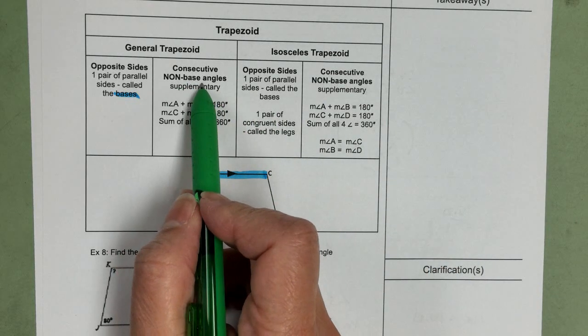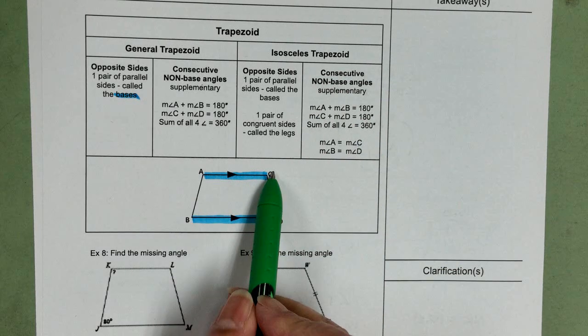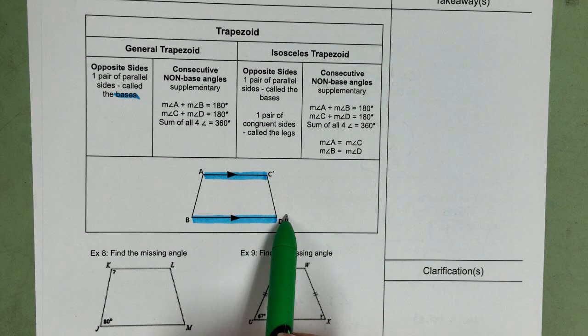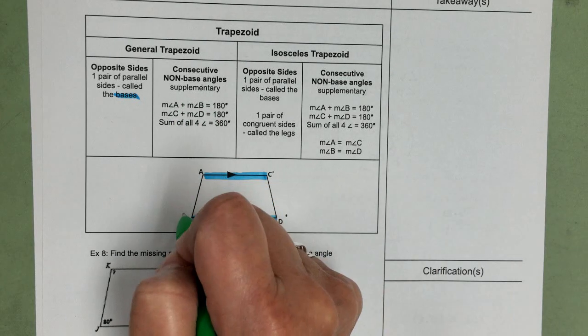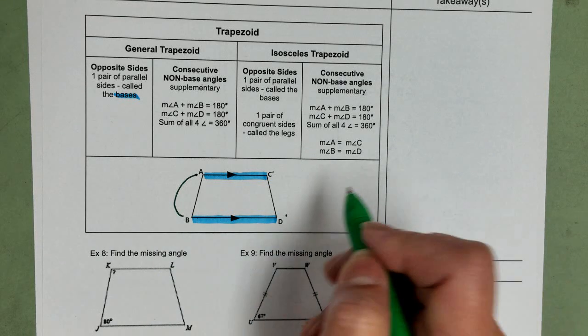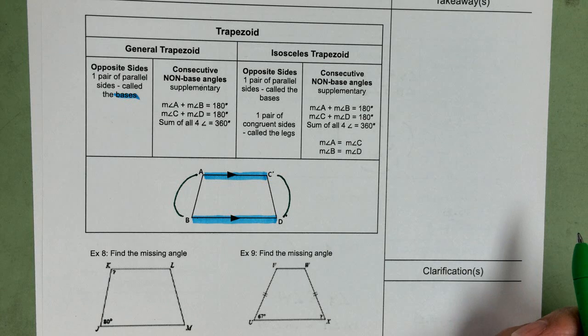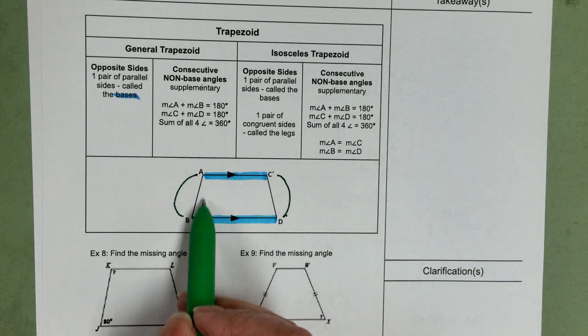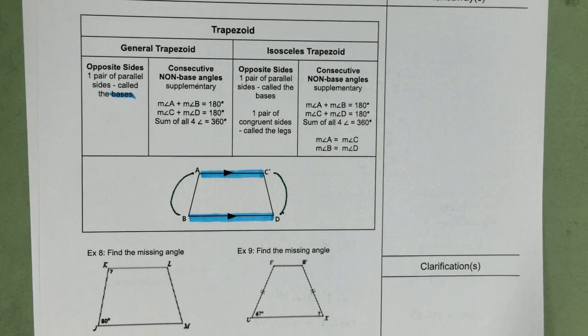Consecutive non-base angles. So the base angles are A, C and B, D. So consecutive non-base angles are supplementary. So A plus B equals 180 and C plus D equals 180. Because it's a quadrilateral, the sum of all four angles is 360. So that's your general trapezoid.